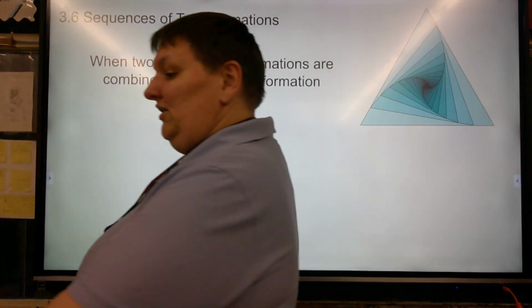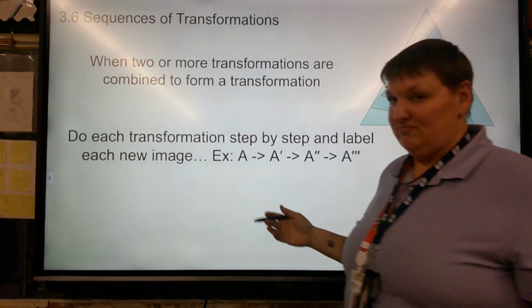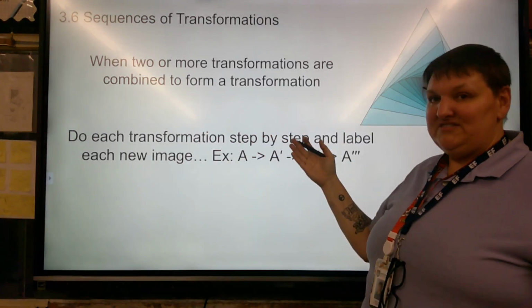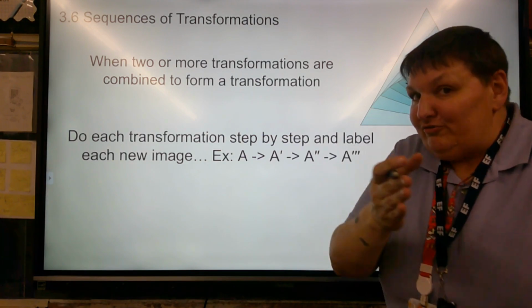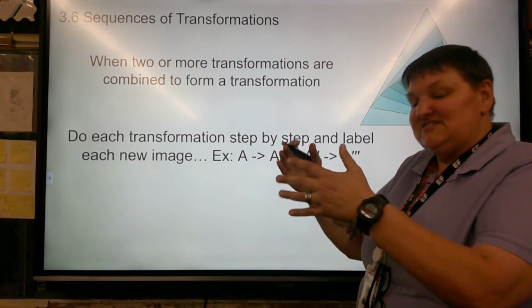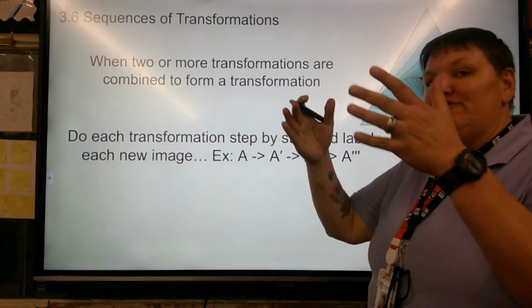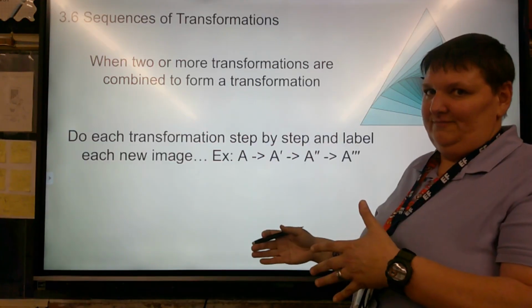So it's really important when you're doing transformations in general, but also sequences of transformations, to go step by step, because if you screw up the first transformation, then you can't get the second transformation right, period. Go back and double check and make sure you did the first step correctly, right?